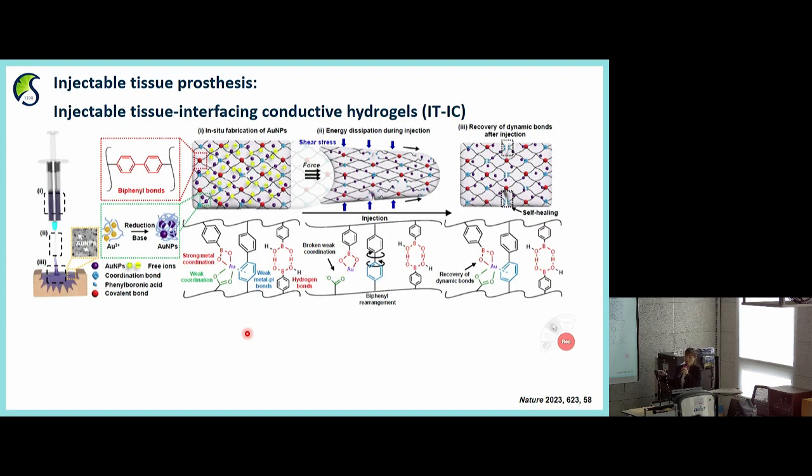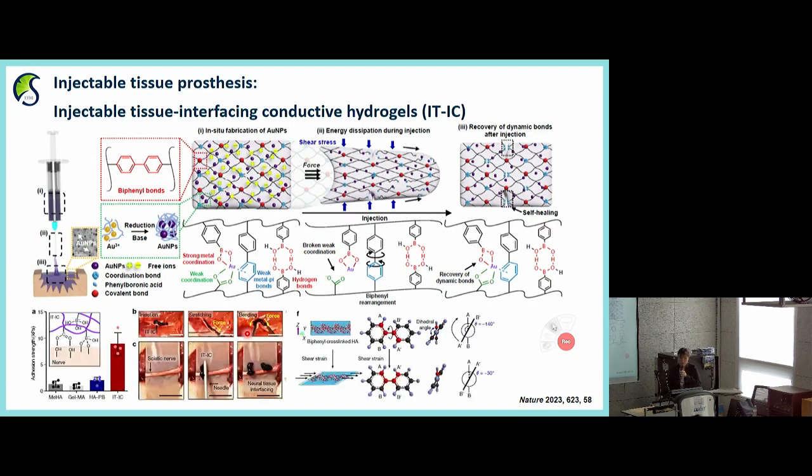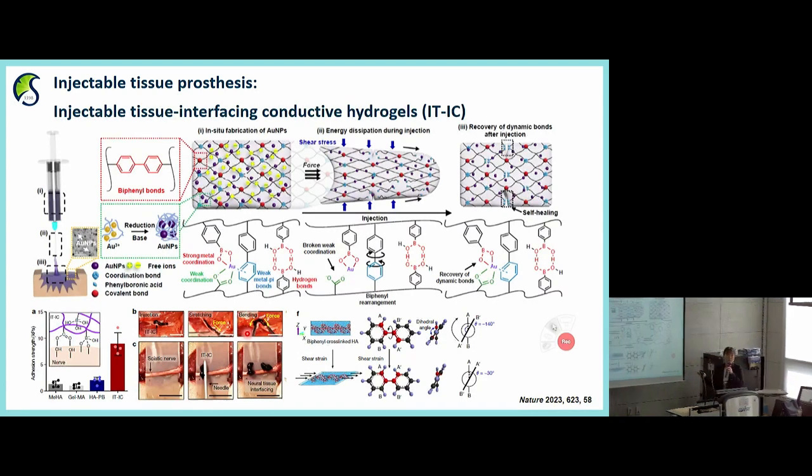We found this chemistry, and we also checked that the phenylborate has adhesiveness on the nerve tissue, and this simulation also shows that these biphenyl bonds can be rearranged during the injection. What is the meaning of that?